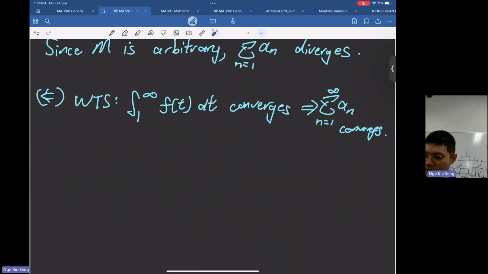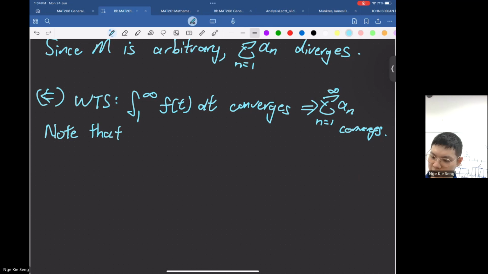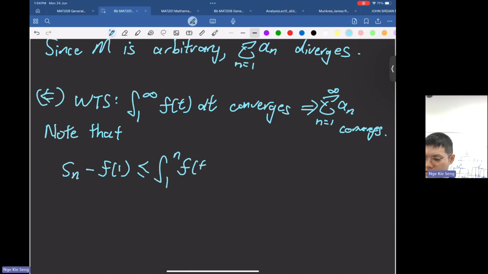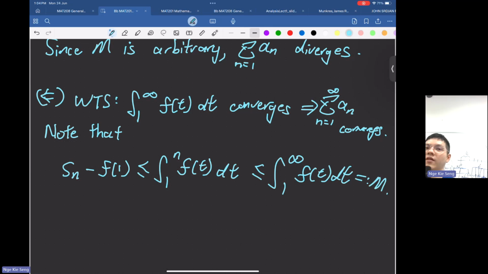So Sn minus f1 is less than or equal to the integral from 1 to n of f(t) dt. And this is less than the integral from 1 to infinity of f(t) dt, which is a constant, because it converges. So Sn is bounded above by a number M plus f1.